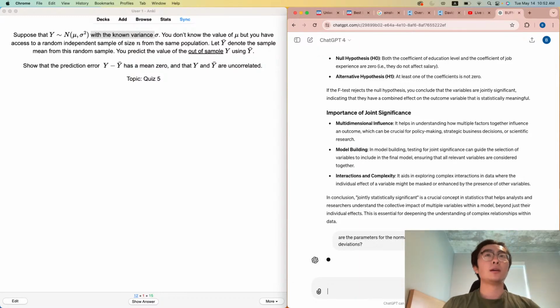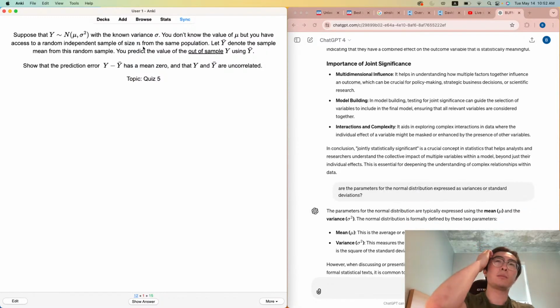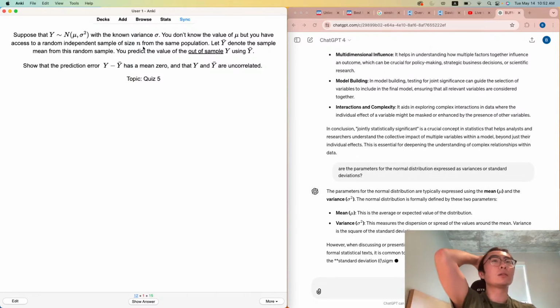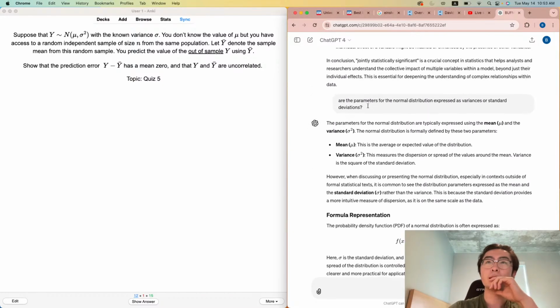Okay, you don't know the value of mu, but you have access to a random independent sample of size n from the same population. Let y bar denote the sample mean from this random sample. You predict the value of the out of sample y using y bar. Show that the prediction error y minus y bar has a mean of 0 and that y and y bar are uncorrelated. Oof. Yeah, I think I got stuck on this one, especially on the uncorrelated part. Let's see, so it's variance.